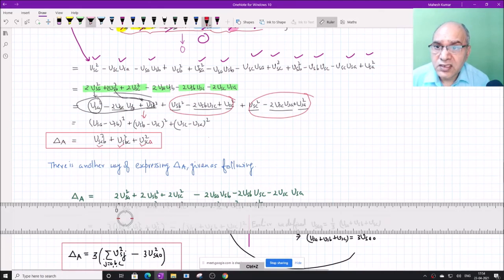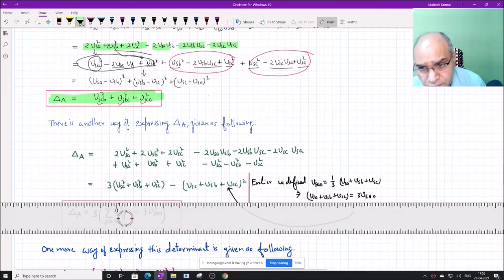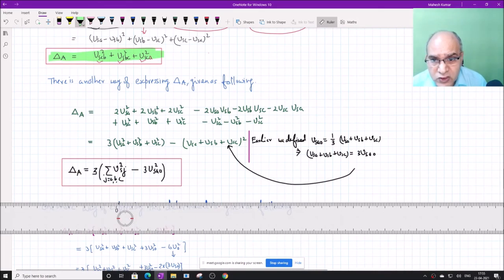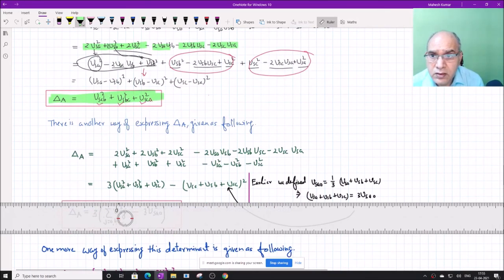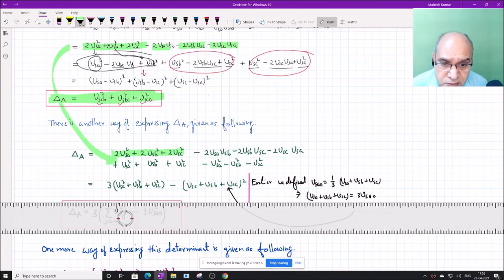We can also express this in an alternative form, in some other form, such as phase voltage square. Simple technique. We will take this term directly here: 2 VSA square plus 2 VSB square plus 2 VSC square minus 2 VSA VSB minus 2 VSB VSC minus 2 VSC VSA.